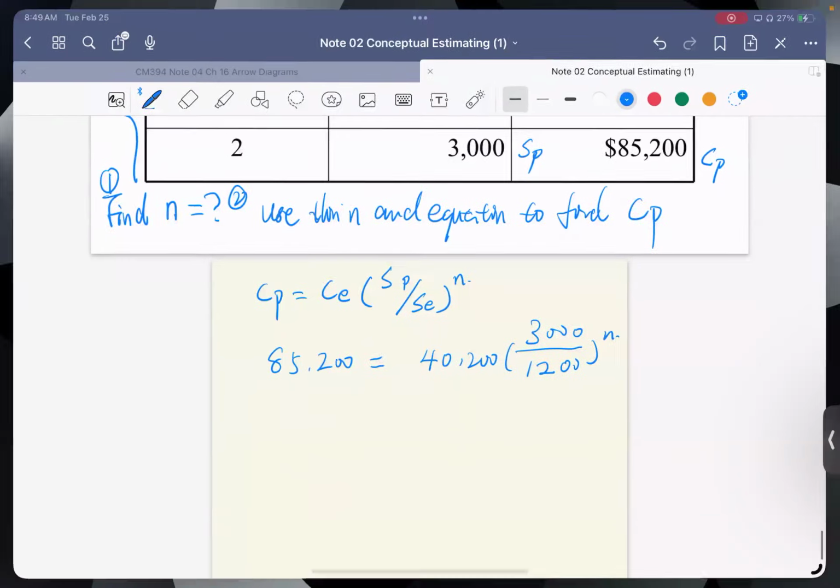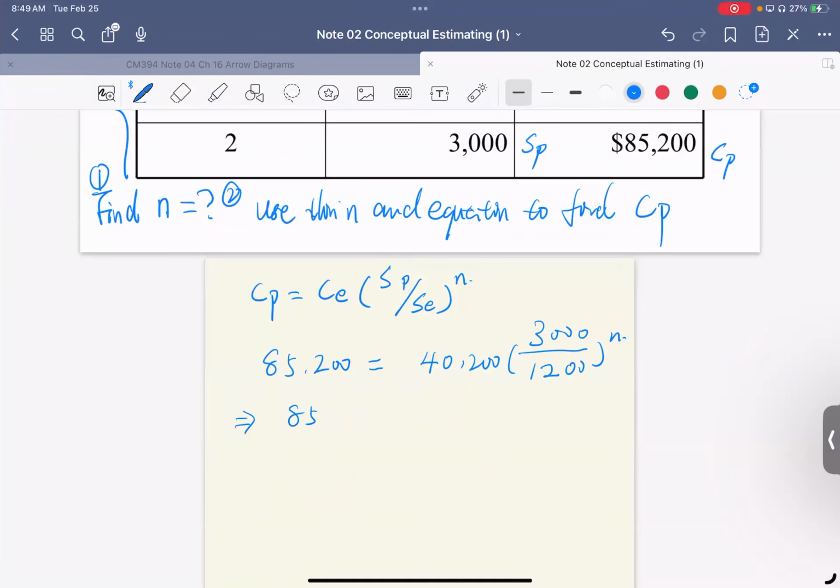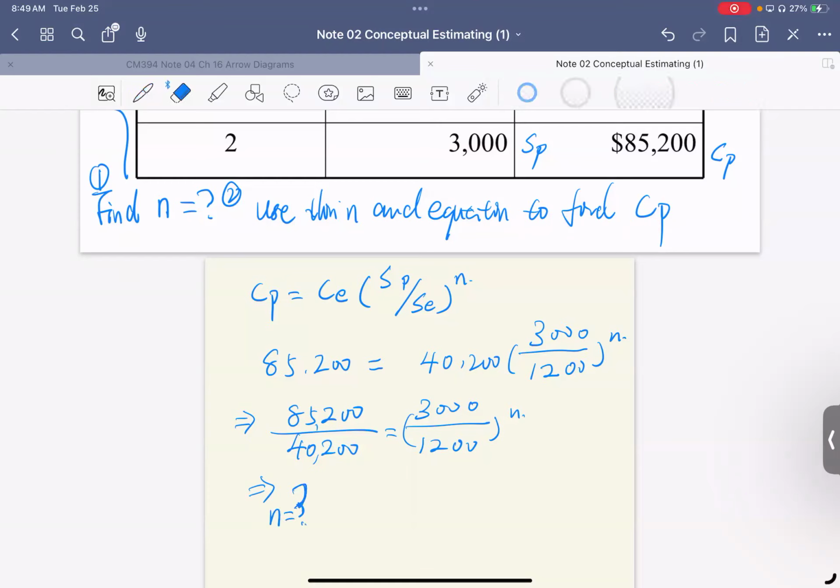And then with this information, both sides divided by 40,200, right? Then you will get 3,000 divided by 1,200 to the power N. How to find N? N is equal to what? Anyone know how to do this? So with this information, how to get N? Here N is in the power, okay? So how do we do this?